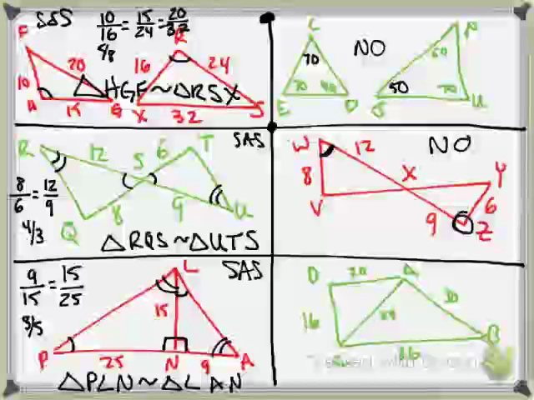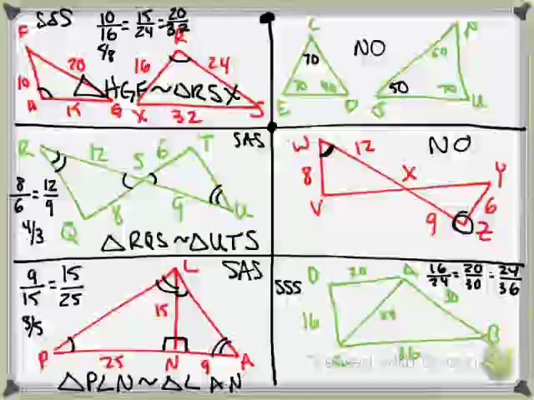For the last one, if they work, what would the reason be? Side, side, side, because all we know about this thing is sides. So now we need to see, does it work? So we need to set up small of one triangle with small of the next triangle. Medium of the first triangle with medium of the second triangle. Large of the first triangle with large of the second triangle.